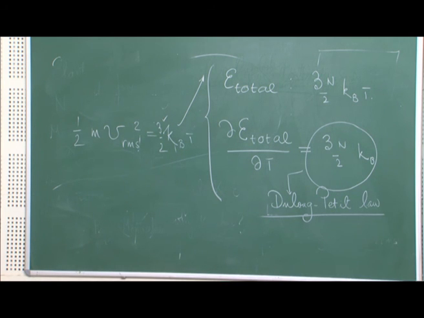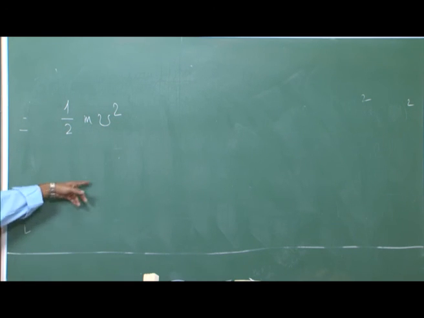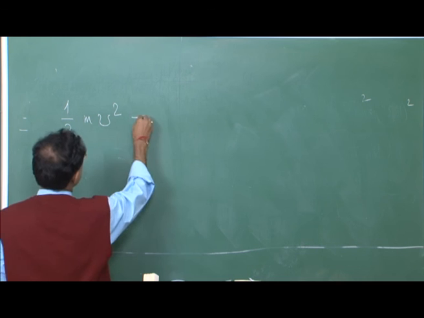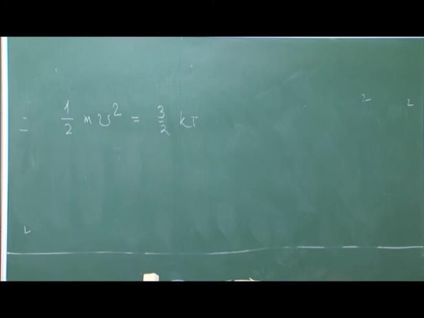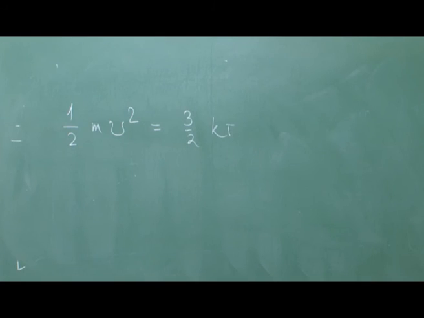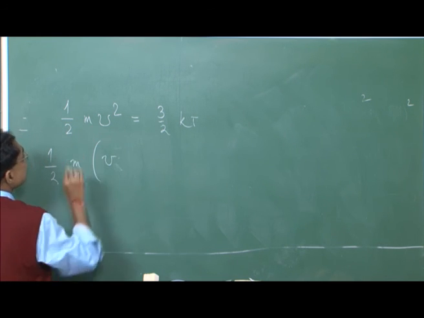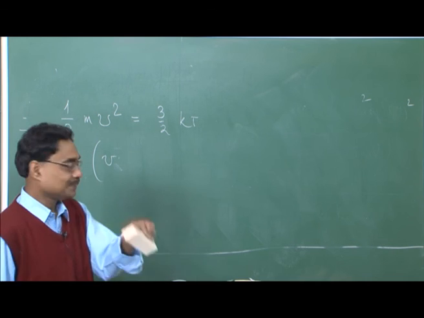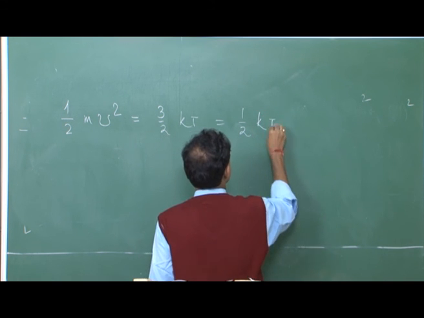Second thing is fundamentally very important. I have found out half mv square, I will not write the word RMS any longer, is equal to 3 by 2 kT. Okay? But whenever I talk about v square, you should interpret that I am writing RMS square. Now you see that it has 3 contributions. If you like, I can think of only moving in one direction. Okay? I can think of this quantity as 3 half kTs.